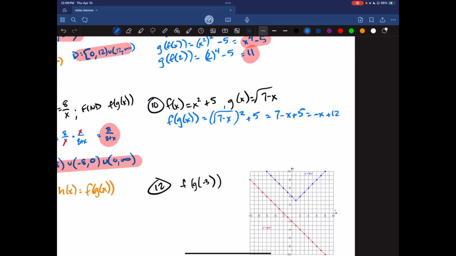Okay, now I need to find the domain. Remember, I plugged it in. I plugged g into f, and then I look at it. What's going to break it? Like before I do anything, what's going to break it? Well, that root still presents a problem. So let's take a look at that.